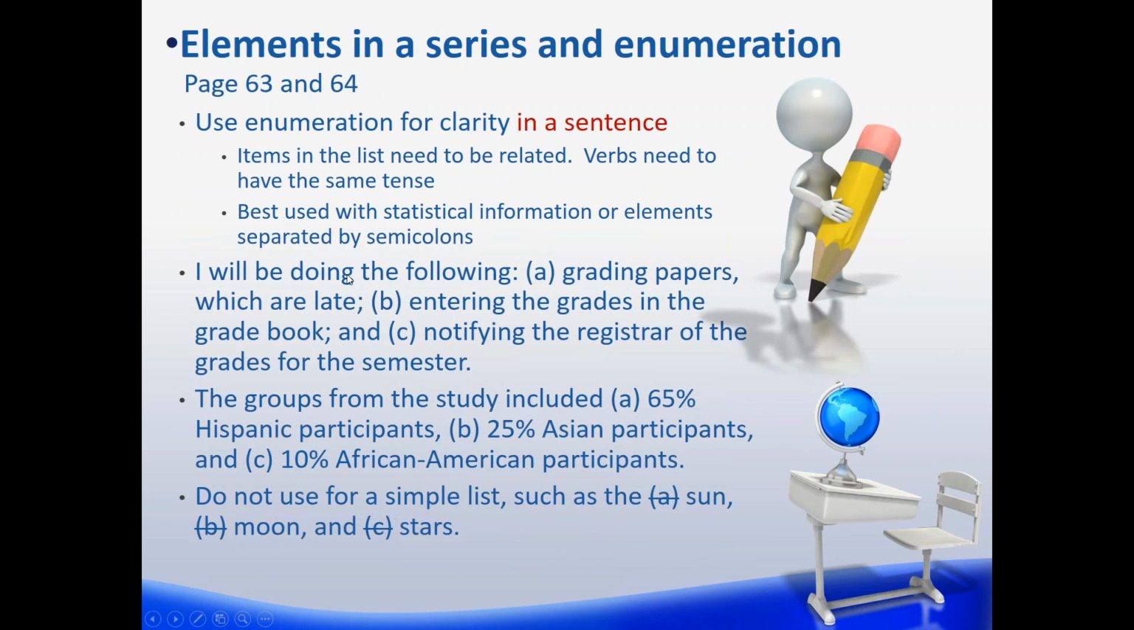Okay, elements in a series, so I alluded to this earlier. Elements in a series are a list of 3 or more items. And in APA style, we use these little letters for enumeration for clarity. So you don't automatically have to enumerate every list of 3 or more things, only if it will be an aid to making it more clear for the different groups for the reader.